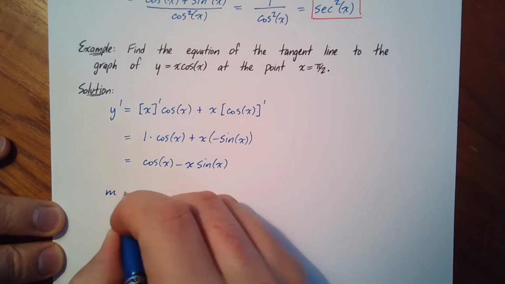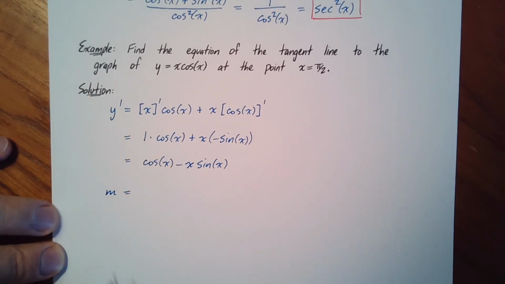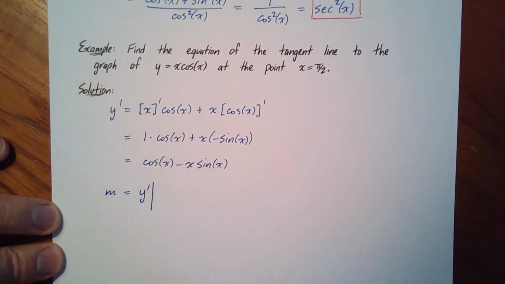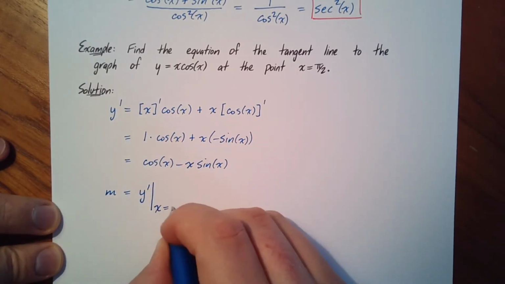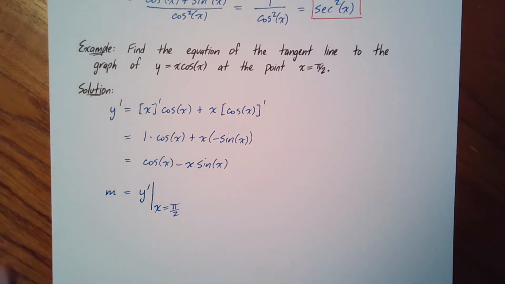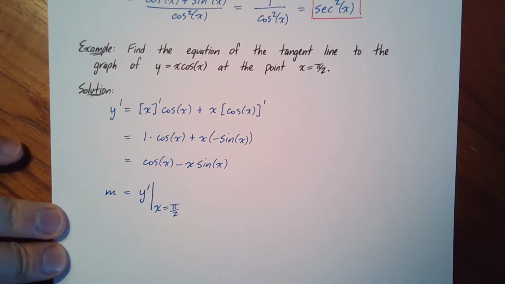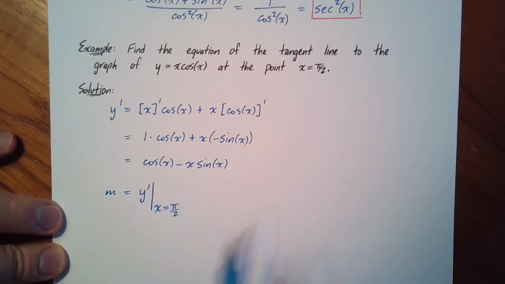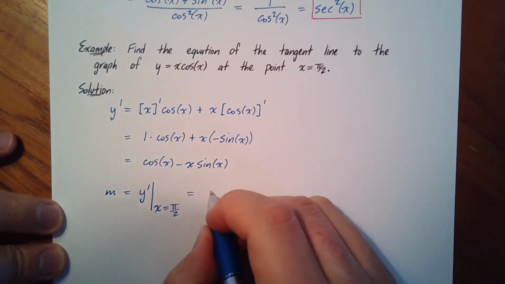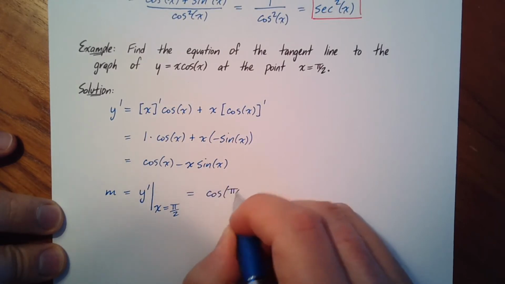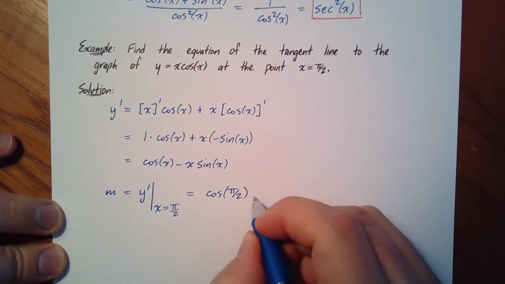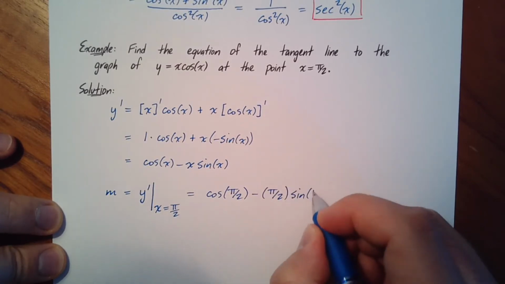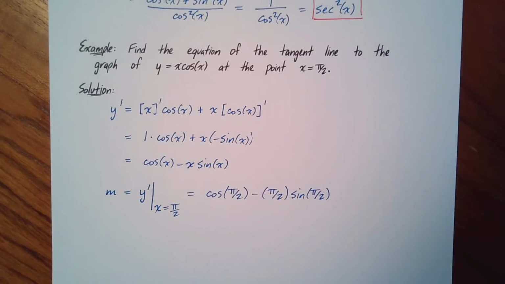Well, the slope, if I write m equals, the slope is going to be given by the derivative at the particular point when x is equal to pi over 2. All right, so if I plug in x equals pi over 2 into y prime, which is cosine of x minus x sine of x, I'm going to get cosine of pi over 2 minus pi over 2 times sine of pi over 2.